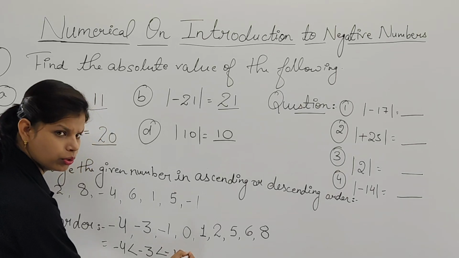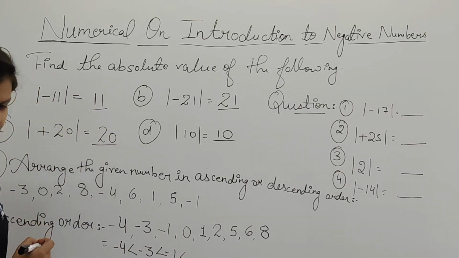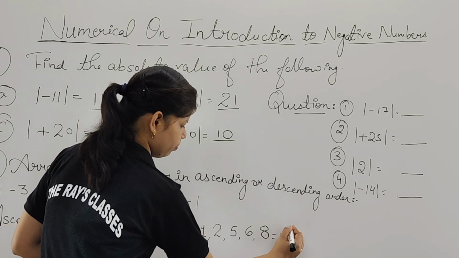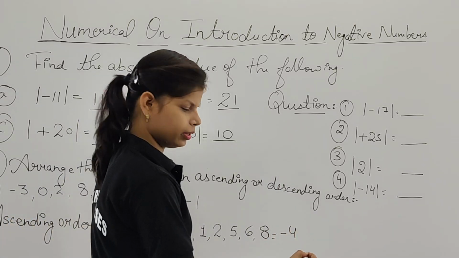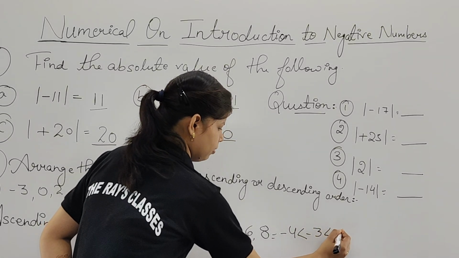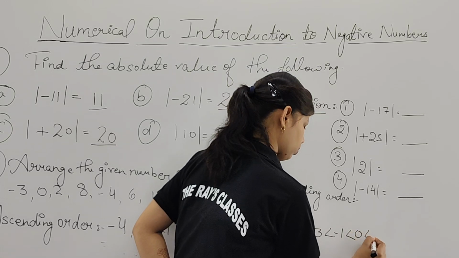So it's better for you to write the same. That means you can write in another way that I am going to tell you. Like this you can write minus 4, then minus 3, minus 1, 0.